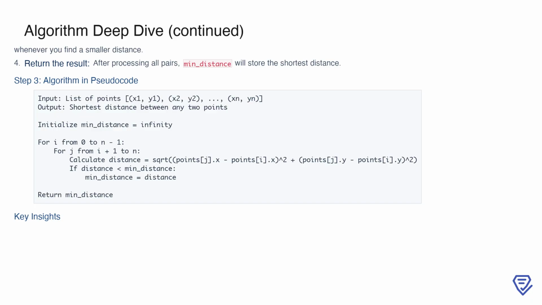As we iterate over each pair of points, we calculate their Euclidean distance using the formula. If this distance is smaller than the current min_distance, we update the variable with the new value. After checking all pairs, the value stored in min_distance will represent the shortest distance between any 2 points. The pseudocode breaks this process into clear steps. We initialize min_distance, loop through all pairs of points, calculate the distance for each pair, update min_distance when a smaller distance is found, and finally return the result. This straightforward approach guarantees that we find the correct answer, as no pair of points is skipped during the iteration.